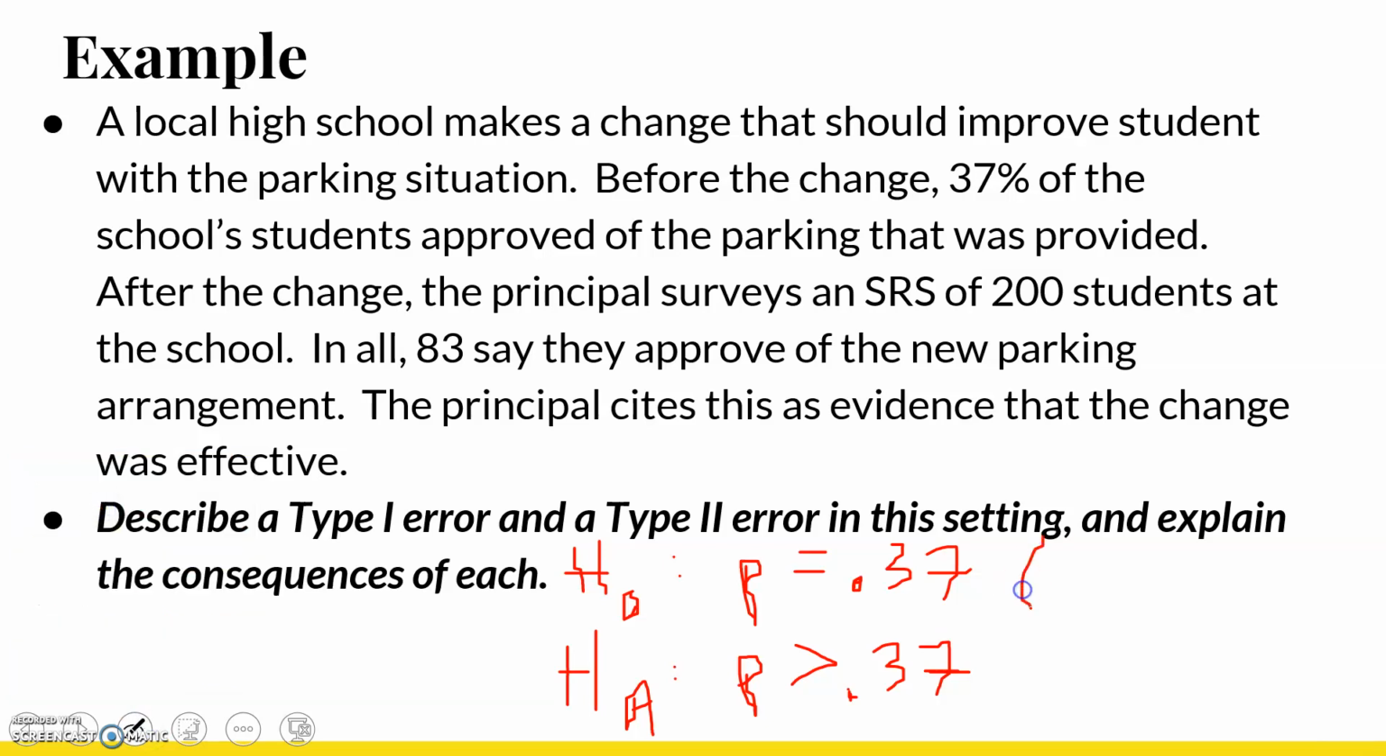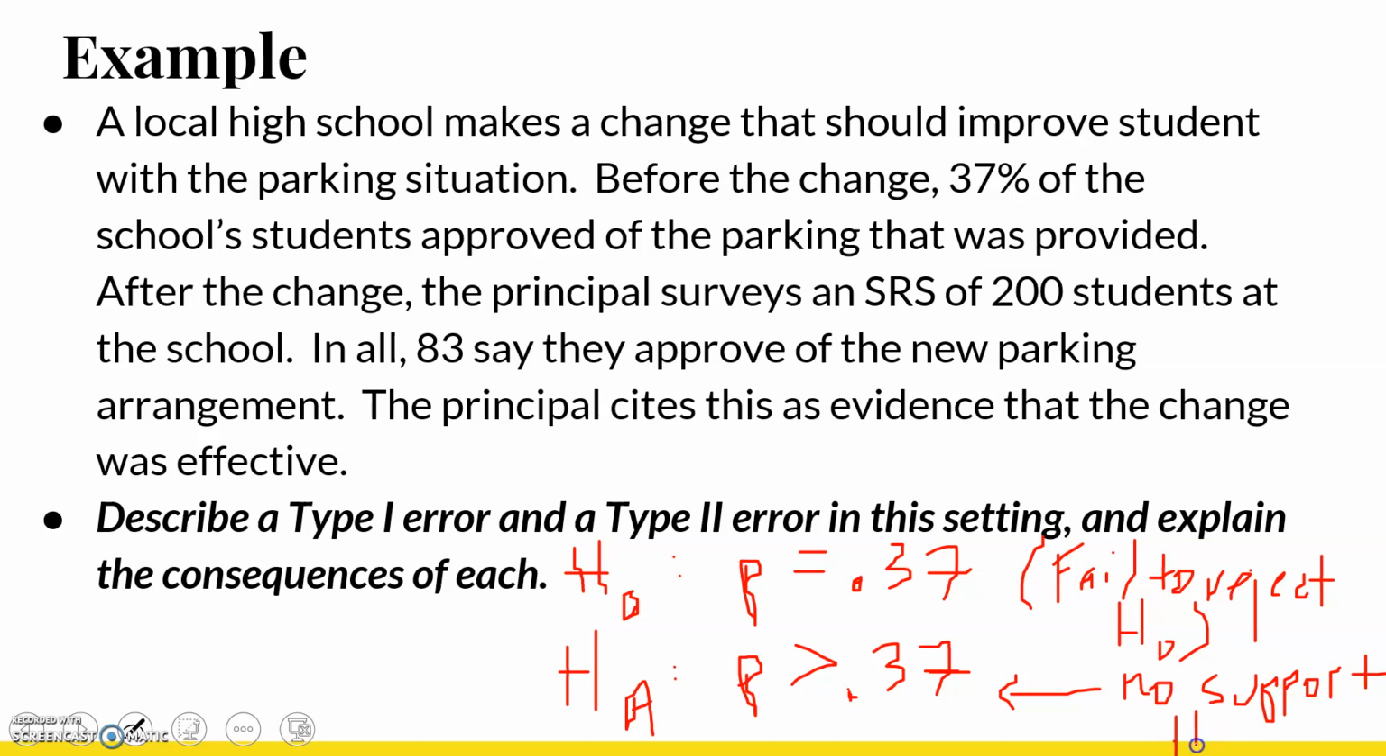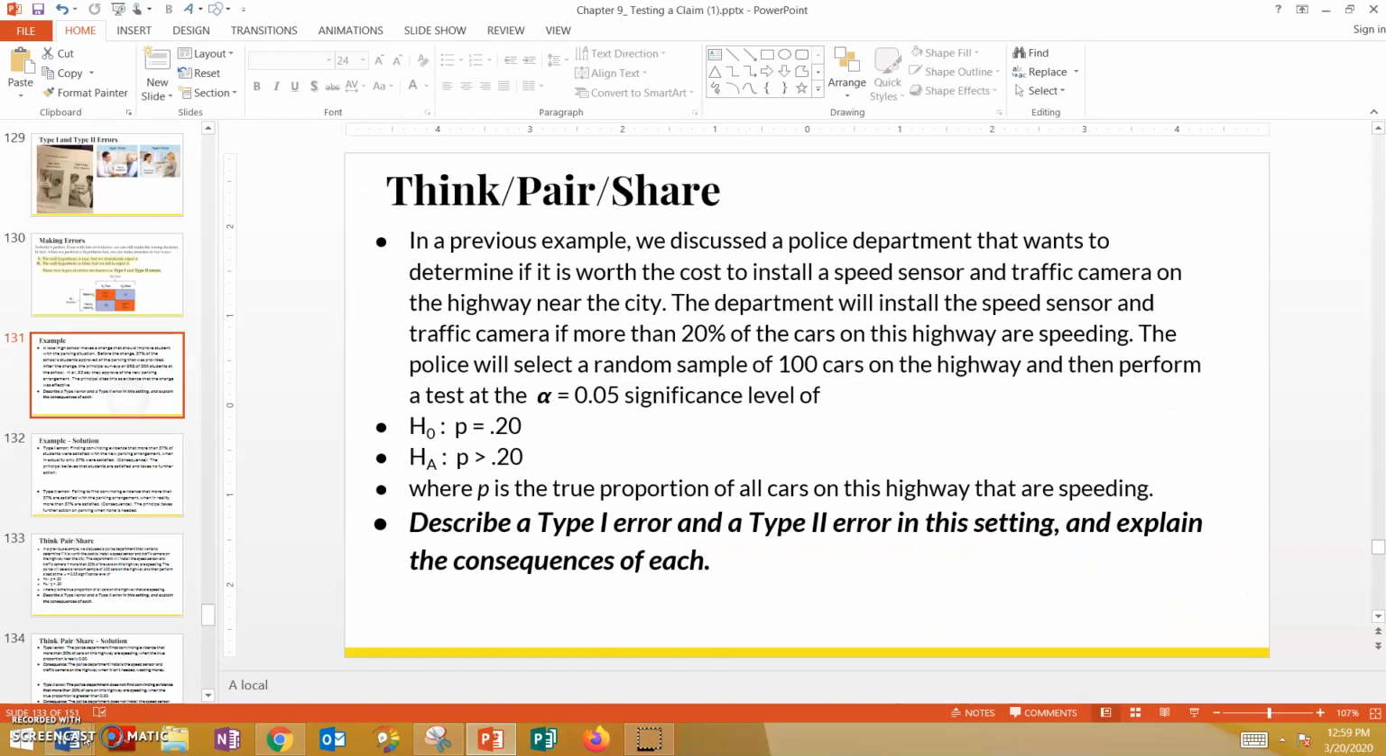So our type 2 would be, we would fail to reject H0, and we did not find support, so there's no support for HA, even though we should have supported HA. We should have rejected this, we failed to reject it, we should have supported HA, but we did not. That's a type 2 error.